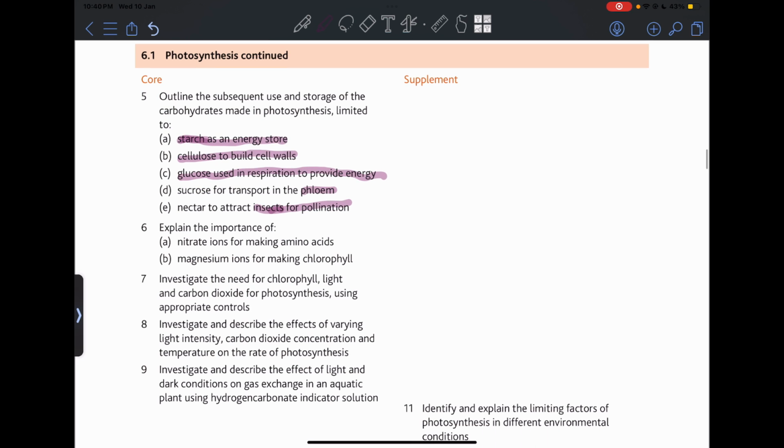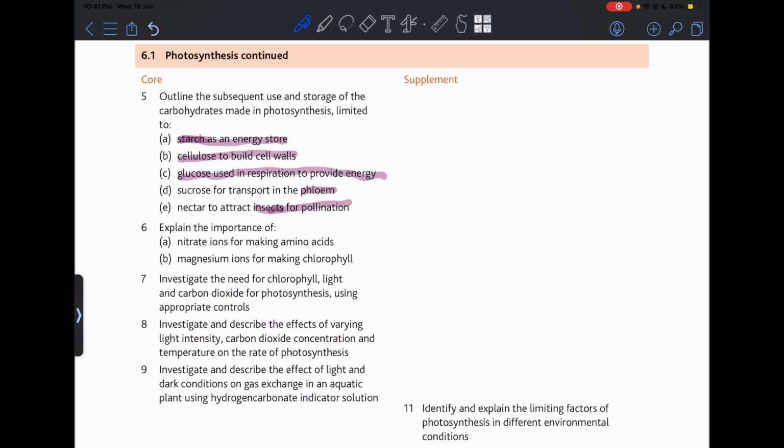Explain the importance of nitrate ions for making amino acids and magnesium ions for making chlorophyll. Now, the nitrate ions are for making amino acids. Amino acids, as I explained before, are used for protein making. Protein making will help the plant to make things like DNA. It will help the plant to make cell walls. It will help the plant to make stuff from protein. So this is very important that the plant has nitrate.